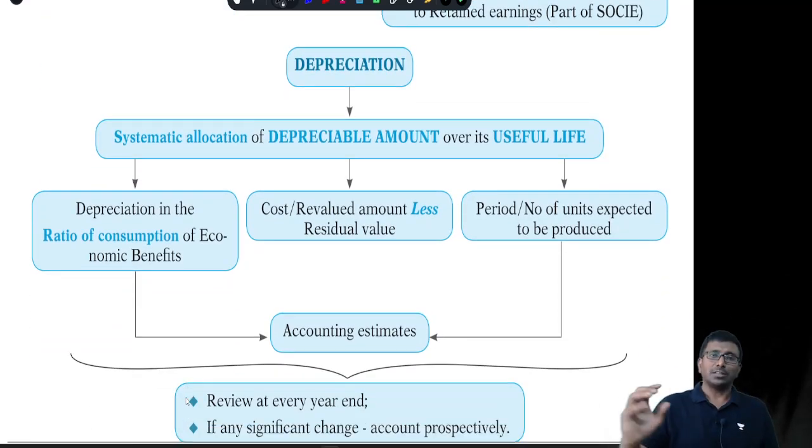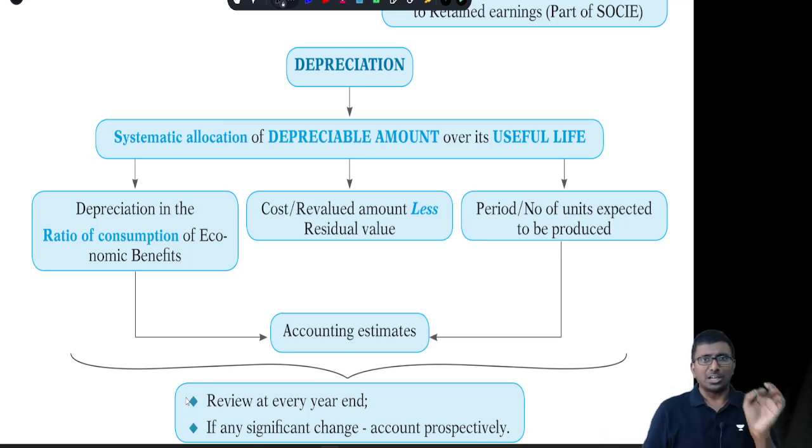Then we are reaching the last topic, that is depreciation. What is depreciation? Depreciation is a systematic allocation of depreciable amount over the useful life of the asset. I repeat, depreciation is a systematic allocation of depreciable amount over its useful life. What is systematic allocation? That is nothing but method of depreciation. What is depreciable amount?